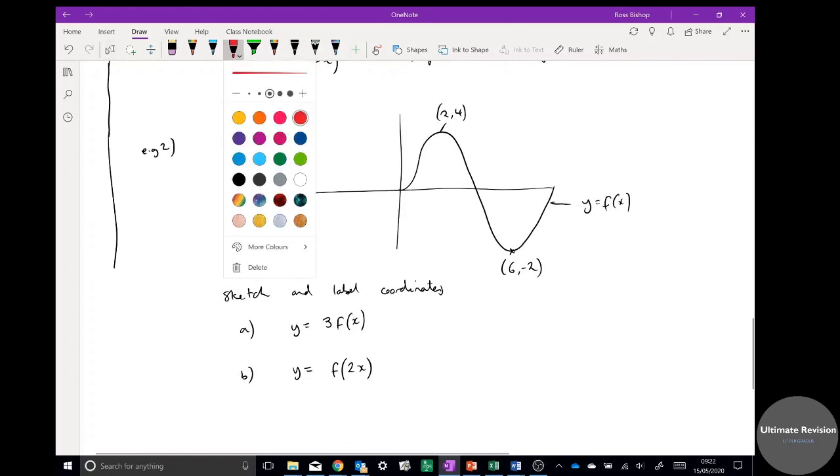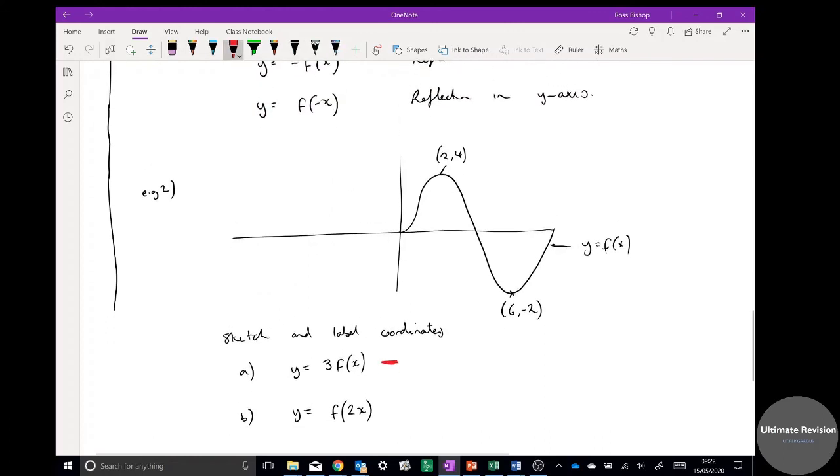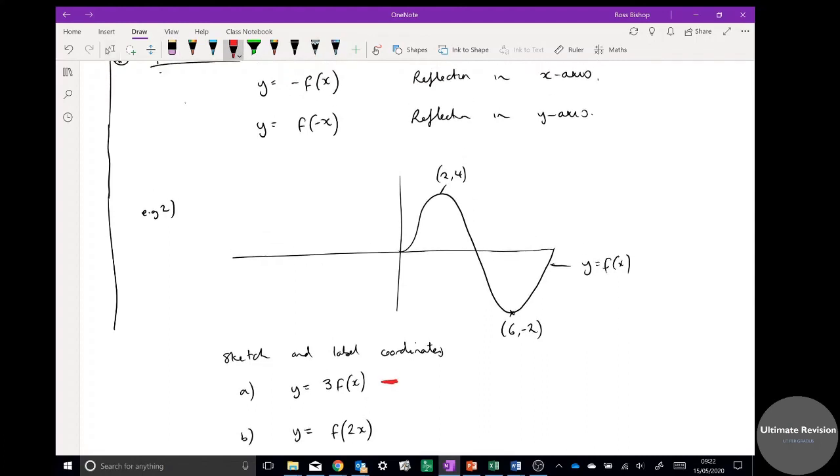Now the best thing you can do here, if I do the first one in red again, this just means I multiply all the y coordinates by 3. So for this point here, it's going to end up being up here. It's going to be (2, 12). And this point here is going to go down here, (6, -4). And then the shape of it, that's still (0, 0). It's just going to stretch it. You don't have to be too worried about the exact shape. You have to go through the key points. And there you go, y equals 3f(x).